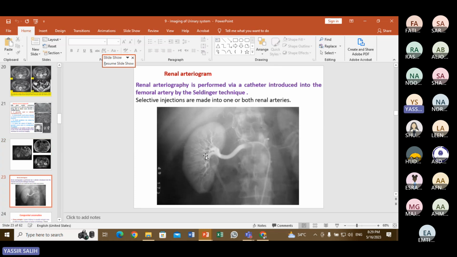طيب بالنسبة للرينال ارتريوجرام التكنيك ده بيتعمل كيف؟ أول حاجة عندنا اسمها Seldinger technique. ايش يعني السيلدينجر تكنيك؟ فيها تقريبا 4 steps. بيبدأ من انه بنعمل incision in the groin area، بعدها بنسيرت النيدل in the incision، through this needle insert a catheter.